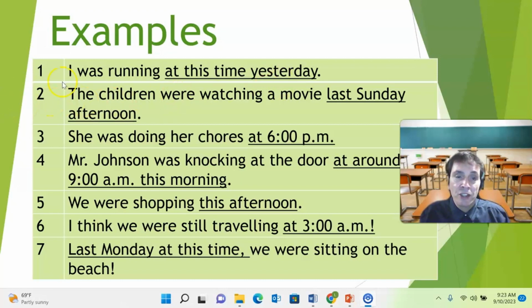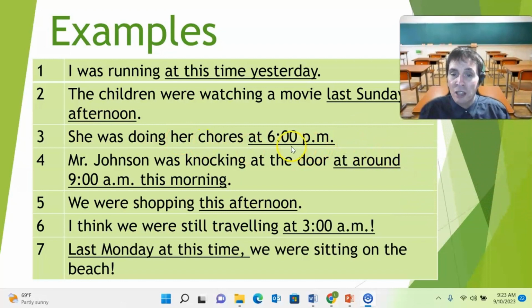Let's take a look at this one. She was doing her chores at 6 p.m. So that means at this time, she was doing her chores. It's 6 o'clock. Let's say now it's 8 o'clock, and you're going back in time, because this is a past action. So right now it's 8 o'clock, and that means at 6 o'clock, this person was doing her chores.